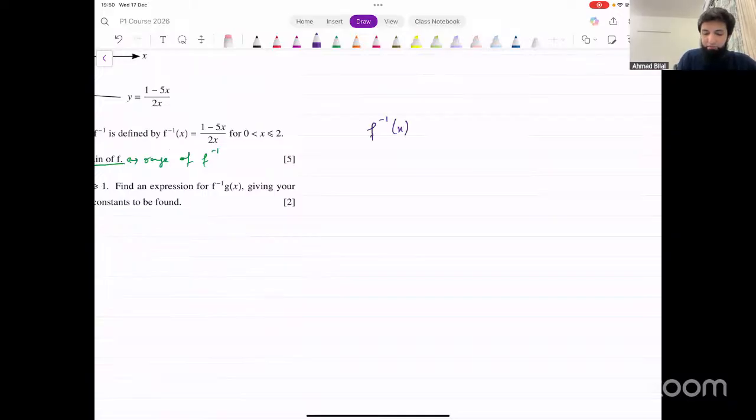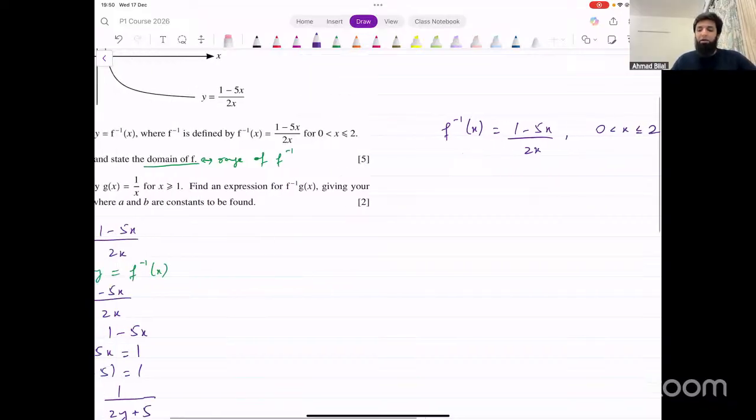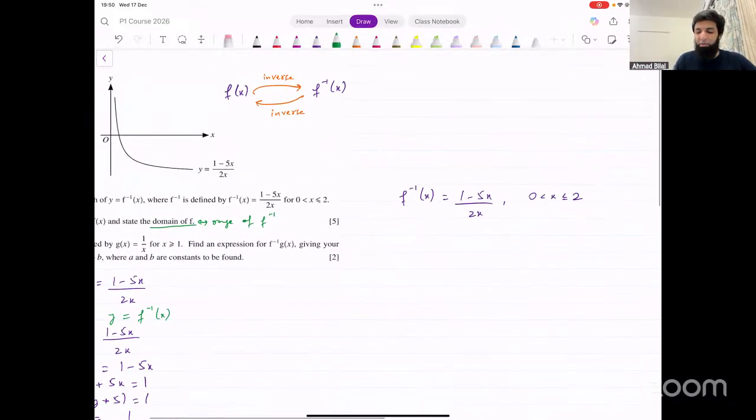Okay, let's do that. f inverse of x is equal to (1 minus 5x) divided by 2x. The domain of this function is from 0 to 2. Now, all you have to do is see what happens at 0 and see what happens at 2. Now, look at the graph. When you input 0 here, you would end up getting 0 in the denominator.